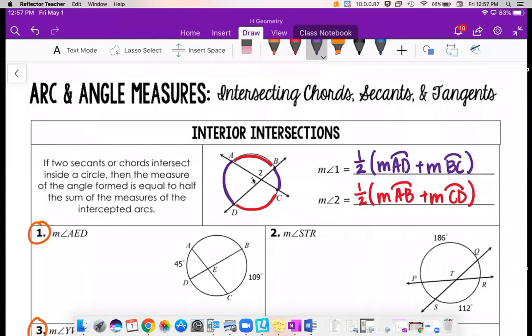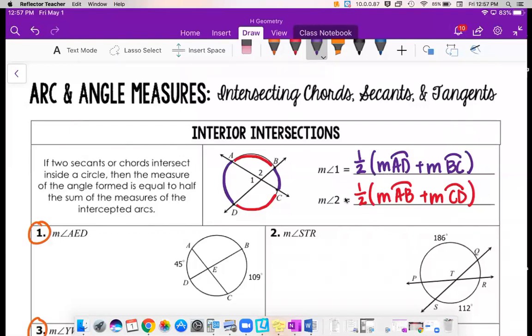So if you want to know the measure of angle 1, the intercepted arcs are AD and BC. And remember, these two angles are the same because they're vertical angles. So if I add arc BC plus arc AD, because those are its intercepted arcs, and I divide by 2, I get the measure of angle 1. So that's the formula over here. And then if I want angle 2, I take the measure of arc AB and the measure of arc DC, and I add them together, divide by 2, I get this angle measure. And remember, these are the same because they're vertical angles. So that's how you go about doing these.